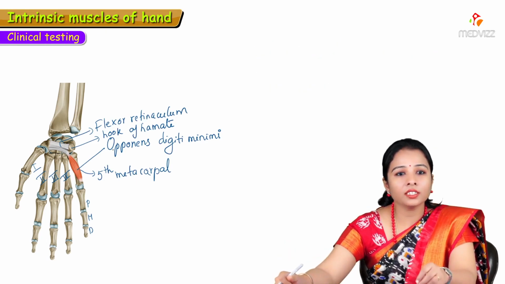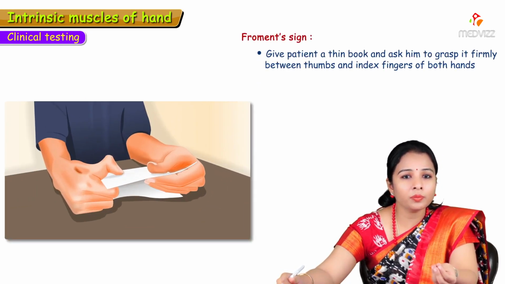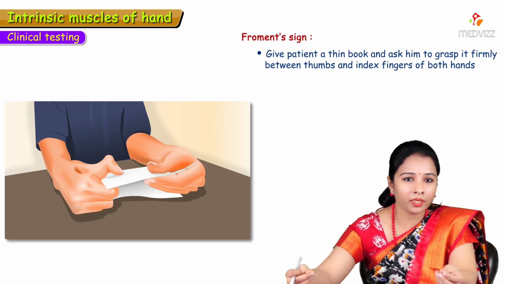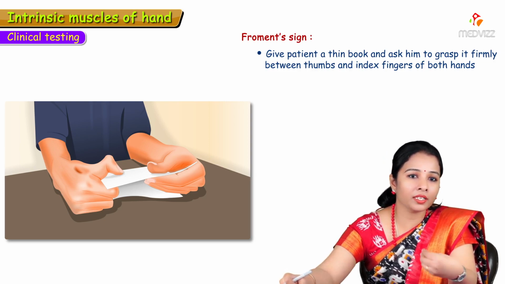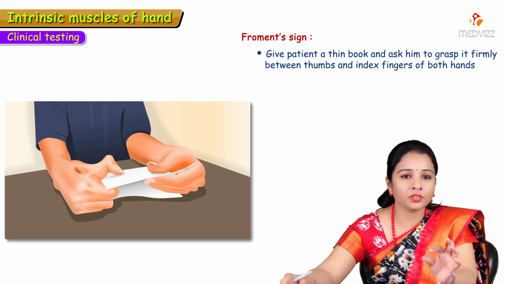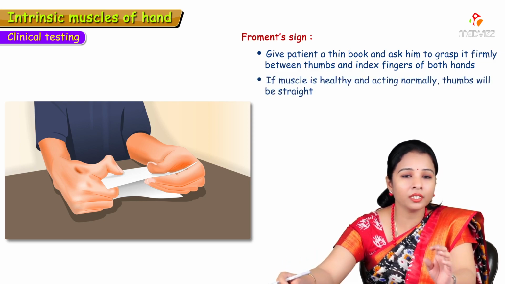So clinical testing of these muscles, that is the thumb muscles, especially the thenar eminence: give a patient a thin paper or a book or a sheet and ask him to grasp it firmly between the thumb and the index finger. So thumb and index finger of both the hands. If the muscles are healthy and acting normally, the thumb will be straight.